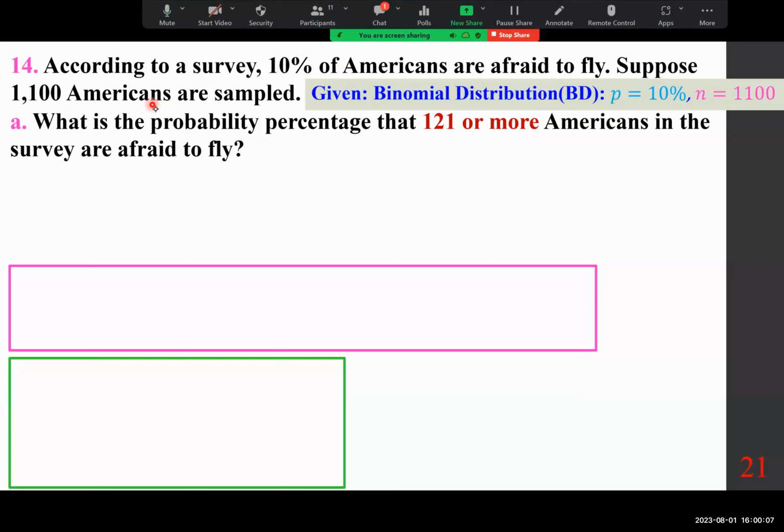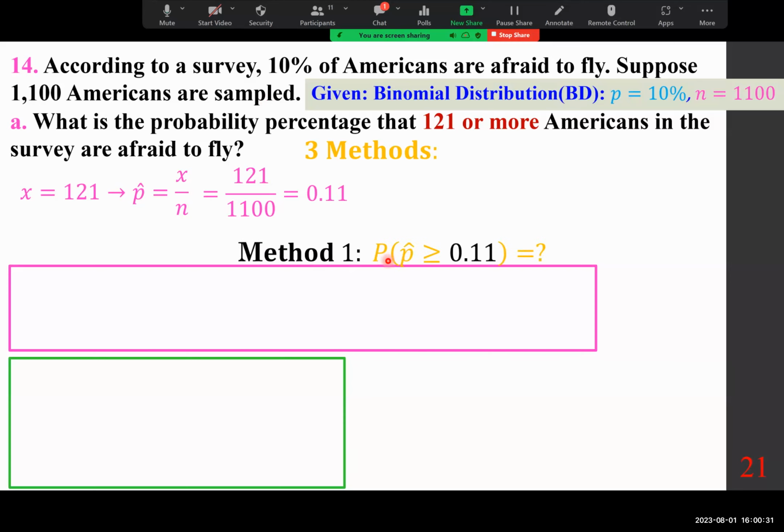There are a few different approaches, and I want to show you all of them. So x equals 121. There are three methods. When x is 121, p hat, if you remember, is lower x over lower n. So it's 121 over 1,100, and it becomes 0.11. So we want the probability of p hat larger than or equal to 0.11. In other words, we change this to a p hat. P hat is larger than or equal to 0.11, and we use the information from the previous page, finish the job. That's one way. Let's do that.